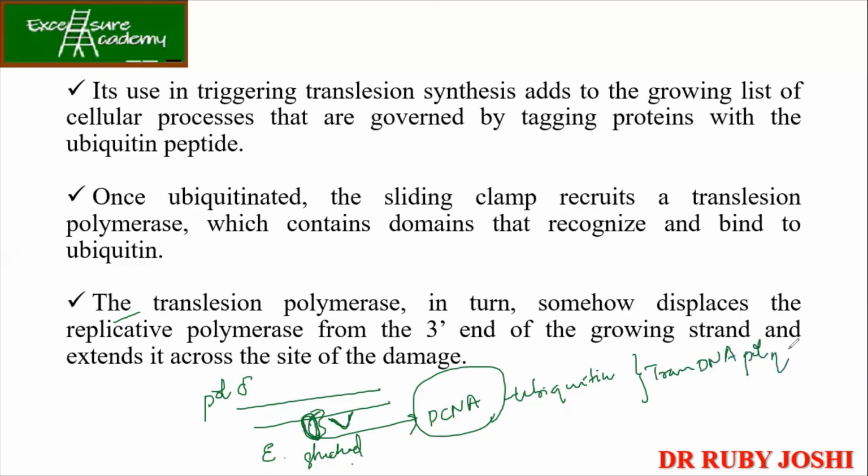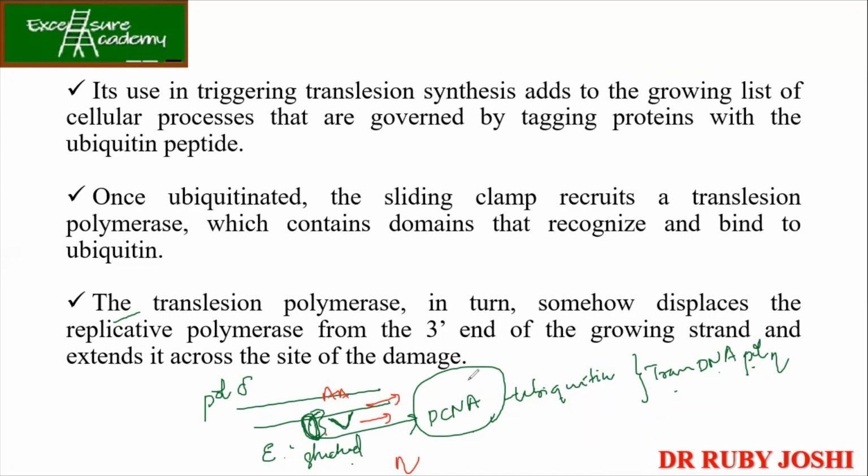For example, let's talk about eta itself. So this translesion DNA polymerase will displace this entire PCNA-ubiquitinated DNA polymerase epsilon. So what will happen now? In their place, your translesion DNA polymerase eta is there, which will just add and proceed. It will just add A randomly and proceed. Later again, your polymerase epsilon will come and continue.